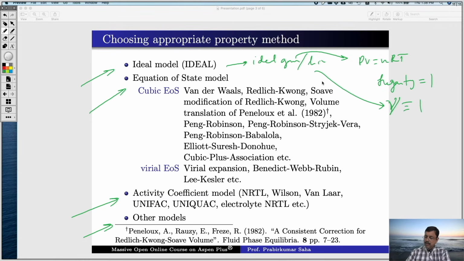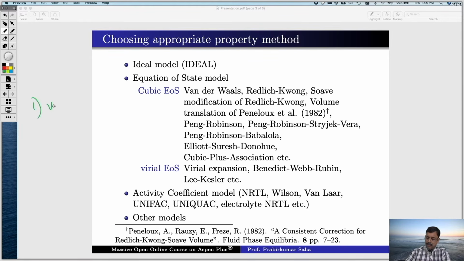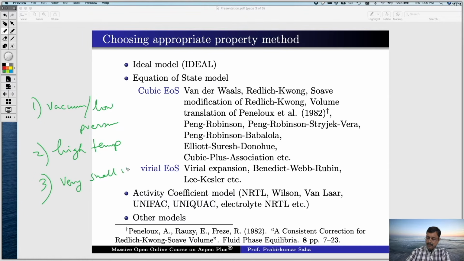Now when will you assume ideal behavior of a system? When you have vacuum or low pressure, or when you have a system with very high temperature, and when there is very small or negligible interaction in liquid. Now, interactions are negligible when molecules of similar size and character are mixed together in the liquid phase. In that case, the ideal model will be applicable.